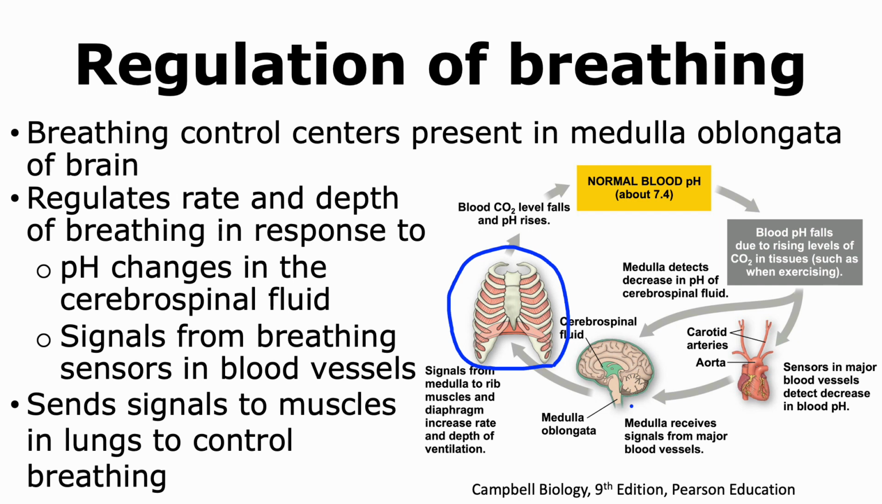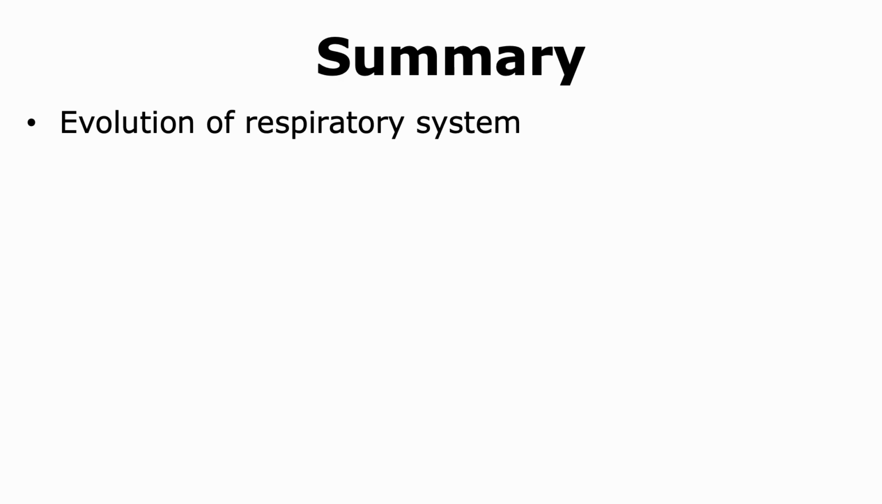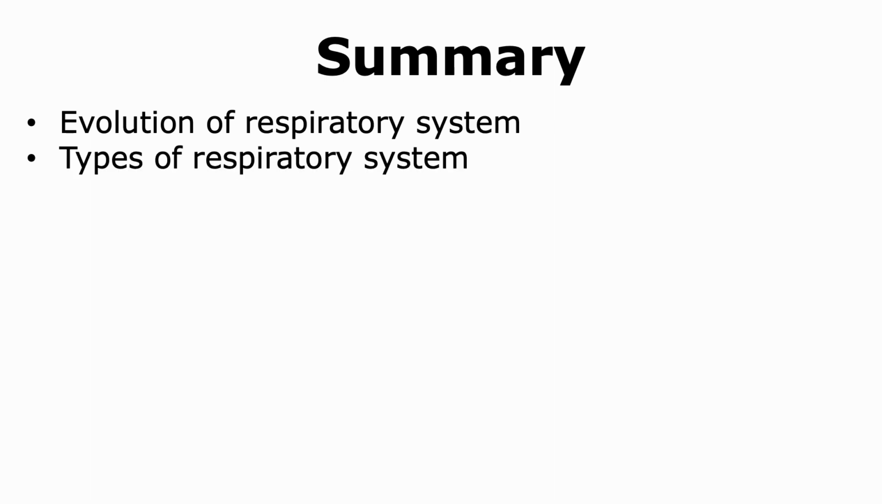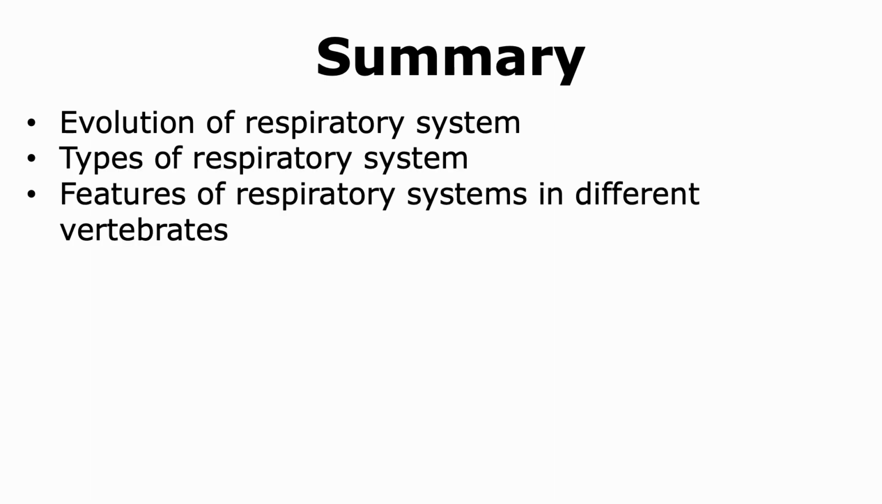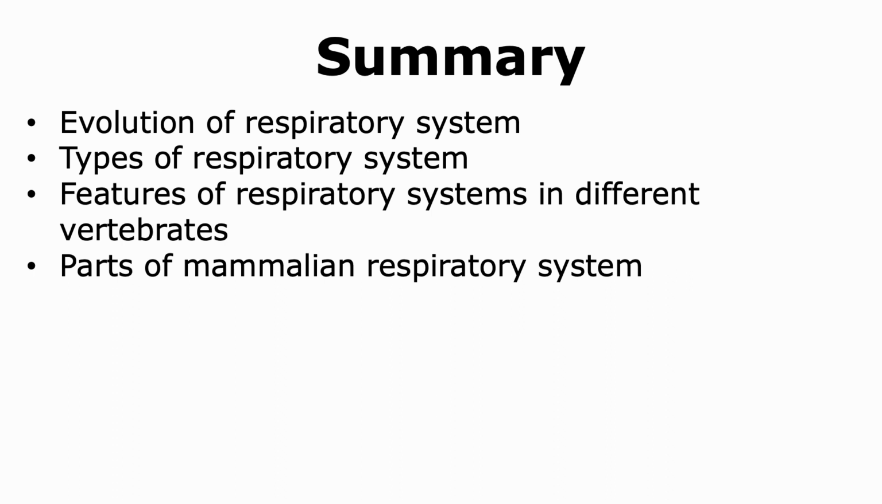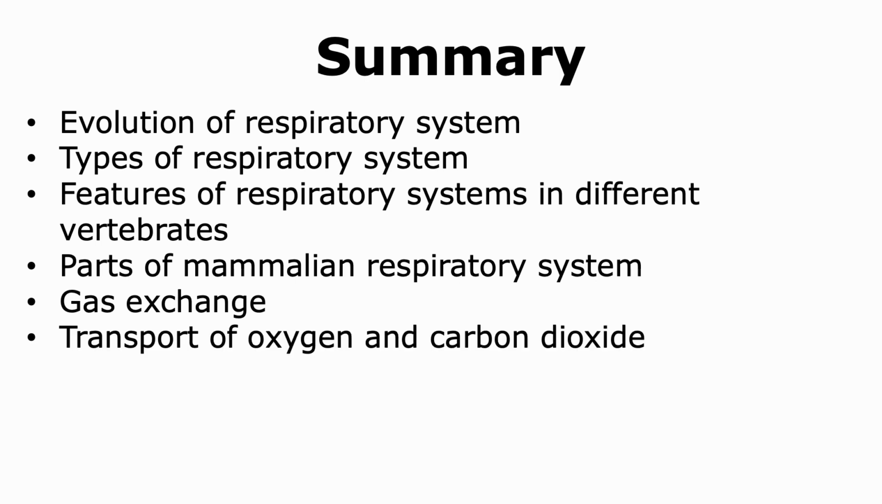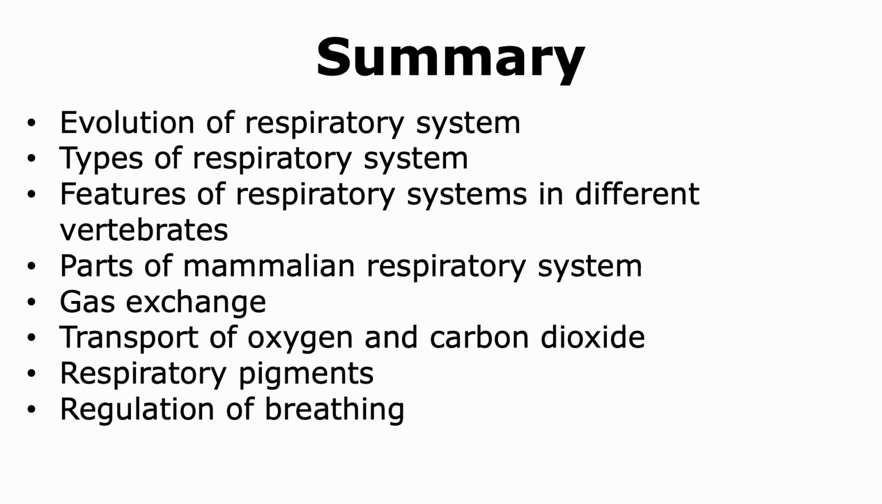With this, we come to the end of our talk, where we learned about the evolution of the respiratory system and the different types as well as features of respiratory systems found in different types of animals, including vertebrates. We also learned about the different parts of the mammalian respiratory system and how gas exchange occurs. We looked at the transport of oxygen and carbon dioxide and the role of respiratory pigments in this process. We finally saw how different portions of the brain are able to regulate breathing depending on cues that it gets from different body parts.